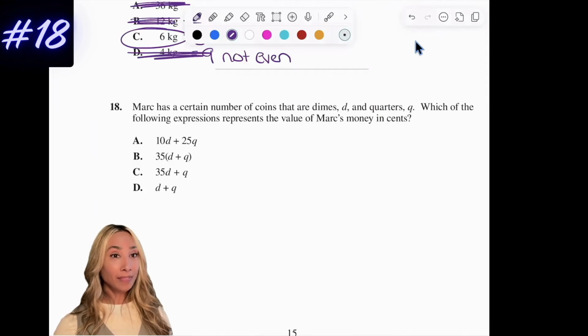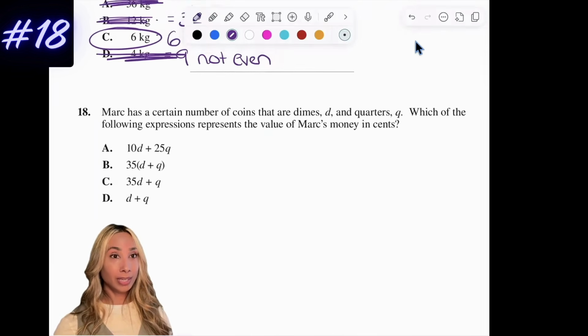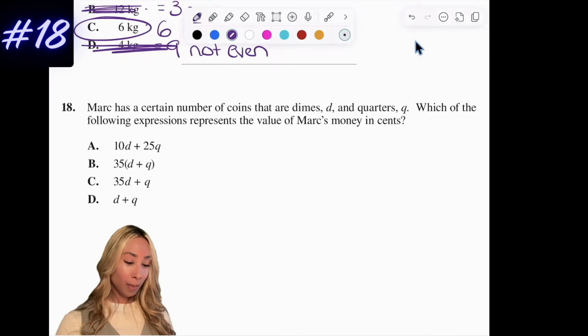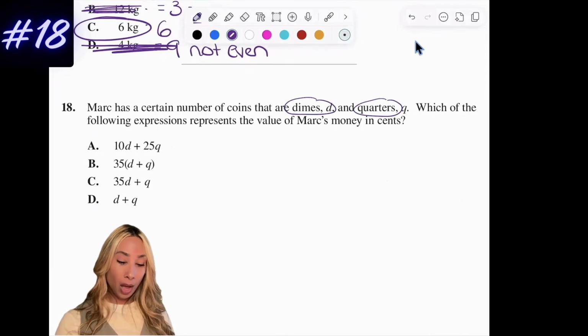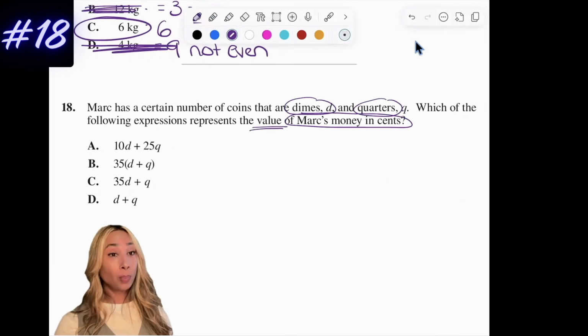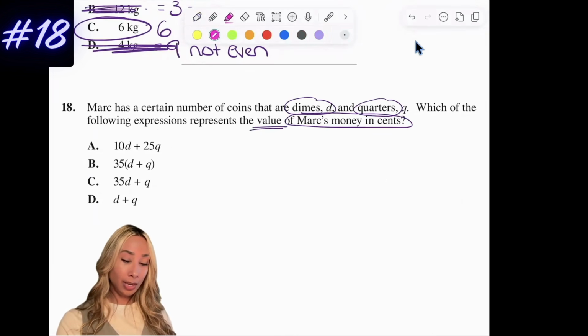All right, so we have definitely talked about a question similar to this and how to set it up. So I'm going to read it out loud and then we'll go through it. Mark has a certain number of coins that are dimes and quarters. Which of the following expressions represents the value of Mark's money in cents? So it's talking about value. It wants it in cents. That's our key word here, right?